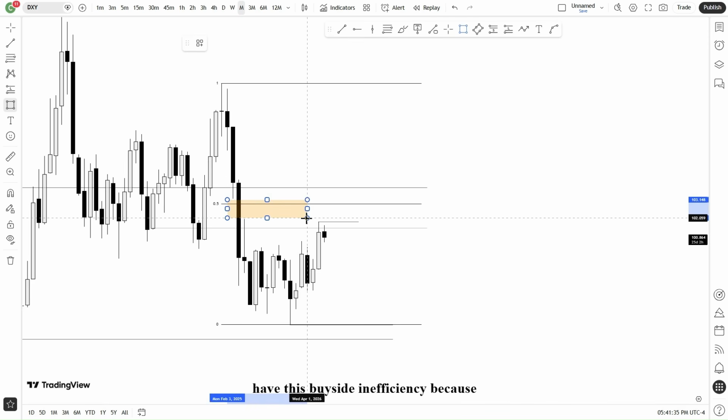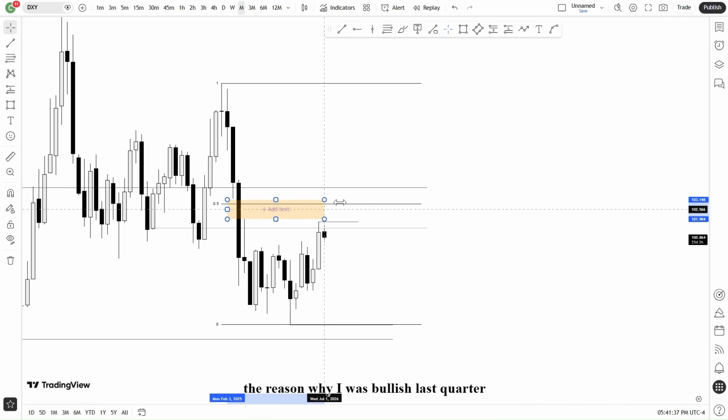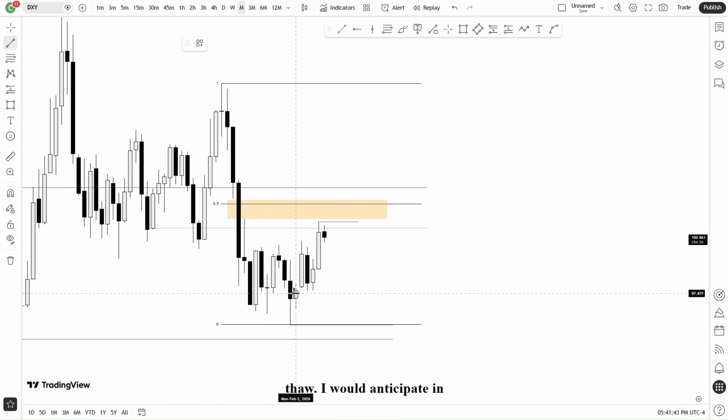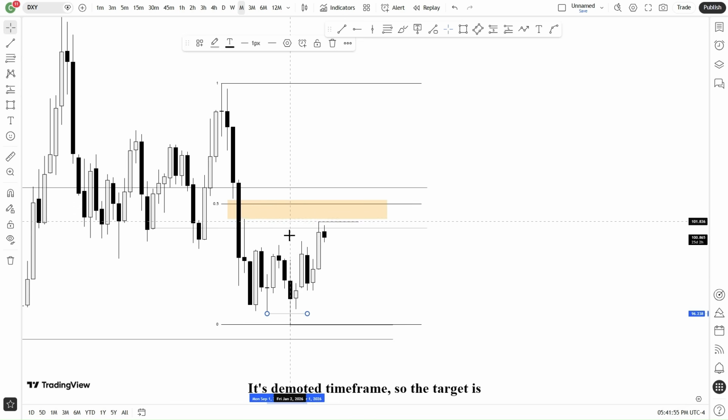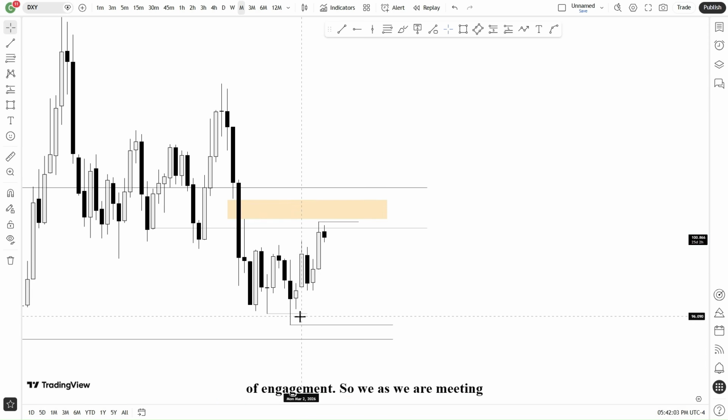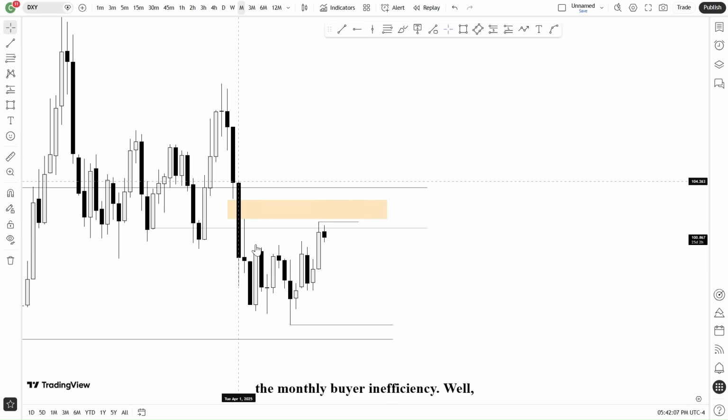we have this buy side inefficiency, because the reason why I was bullish the last two quarters was I was anticipating the low of the previous quarters, targeting the buy side inefficiency with the monthly time frame. So the target is already being met. But remember that every point of fulfillment is a new point of engagement. So as we are meeting that target, which is the monthly buy side inefficiency, right? Which is this one within the 50%.